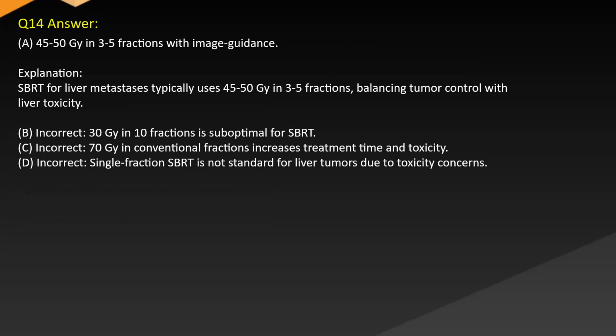Answer A. 45-50 Gy in 3-5 fractions with image guidance. Explanation: SBRT for liver metastasis typically uses 45-50 Gy in 3-5 fractions, balancing tumor control with liver toxicity. B. Incorrect. 30 Gy in 10 fractions is suboptimal for SBRT. C. Incorrect. 70 Gy in conventional fractions increases treatment time and toxicity. D. Incorrect. Single fraction SBRT is not standard for liver tumors due to toxicity concerns.